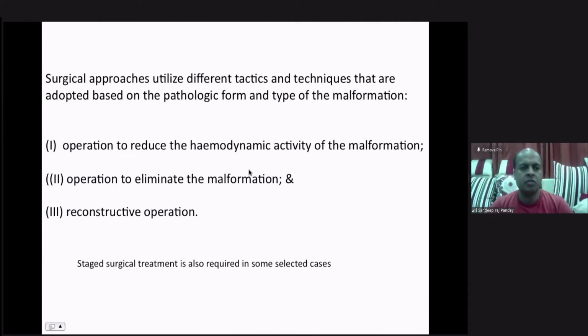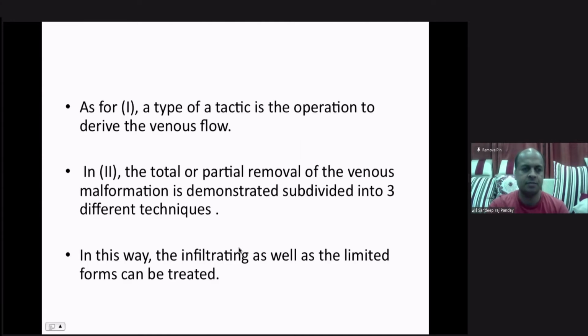So surgical approaches utilize different tactics and techniques that are adapted based on the pathologic form and type of malformation. One is operation to reduce the hemodynamic activity of the malformation. Two is operation to eliminate the malformation. Three is reconstructive operation. A staged surgical treatment is also required in some selected cases.